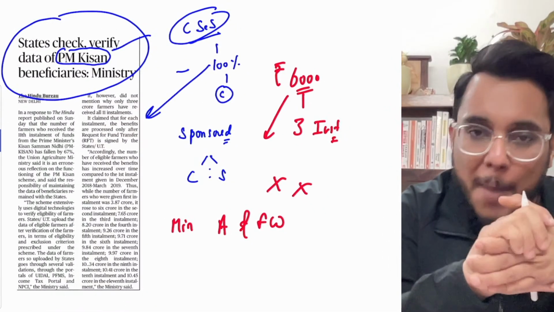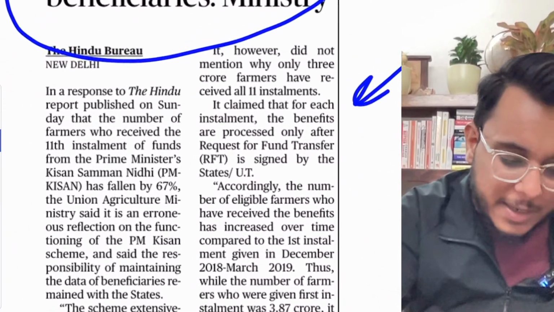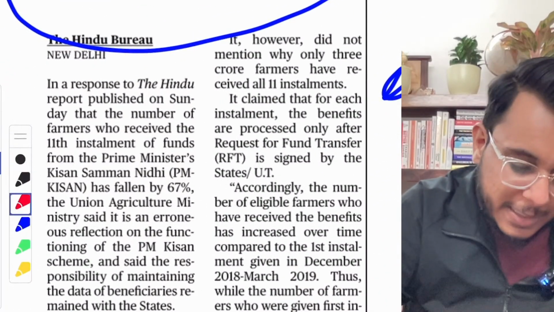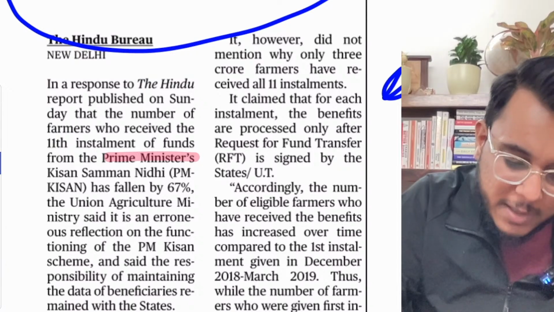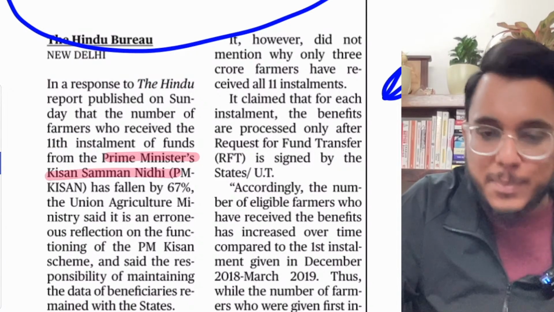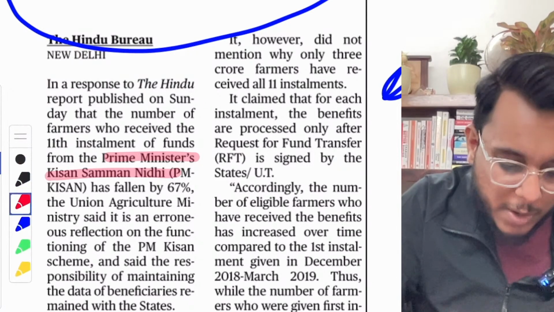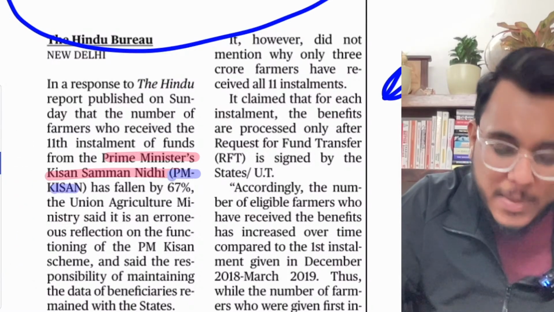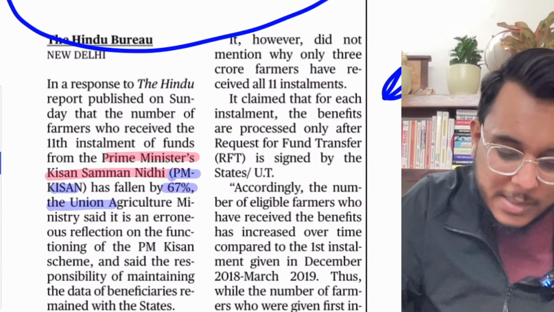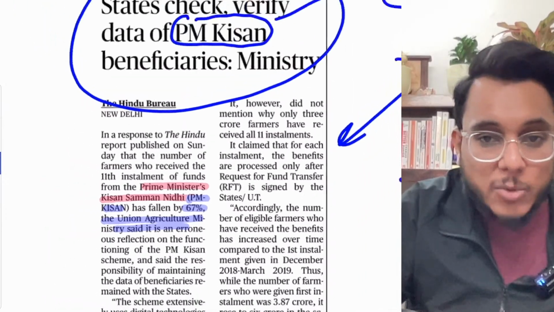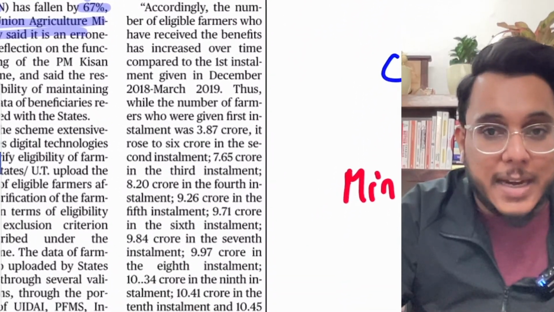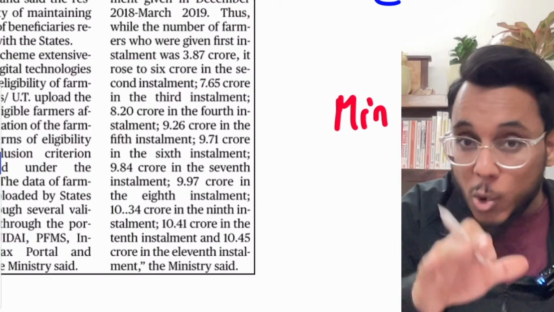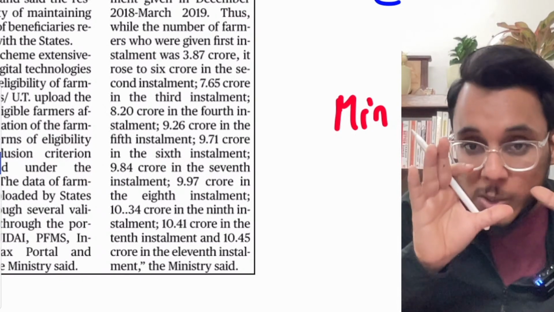Now what happened? Recently the Hindu newspaper has published that the disbursements given under the Pradhan Mantri Kisan Samman Nidhi, that is the PM Kisan, have fallen by 67%. Okay, it means that now fewer and fewer farmers are receiving the money under the PM Kisan. The goal was to provide 6,000 rupees to every farmer.